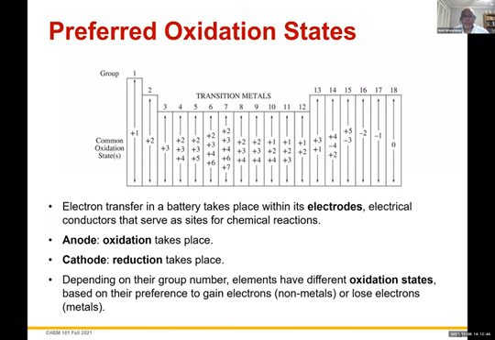Depending on their group number, elements have different oxidation states, different charges. So you can look into this and see how a metal's oxidation state changes, like iron 3+ to 2+. One electron is gained, 3+ going to 2+. How many electrons are lost or gained depends on the change in the oxidation state.